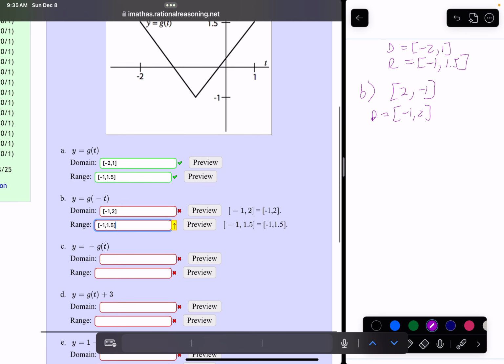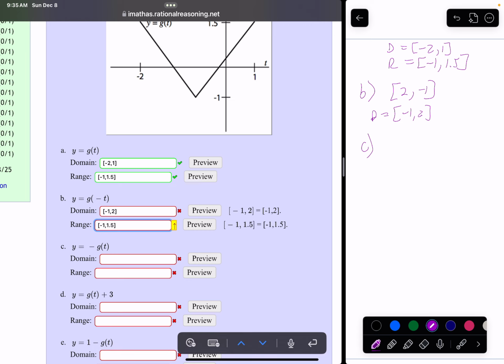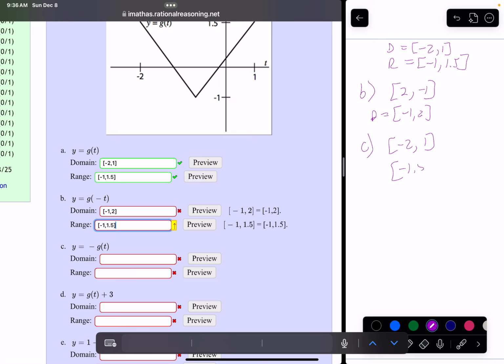Okay. Now, if there's a negative on the outside of the function, we are flipping the y values or the range. So keep your domain, -2, 1, but our new range is going to be -1.5, 1. You see how I multiplied by -1 and flipped it? Let's put that in.